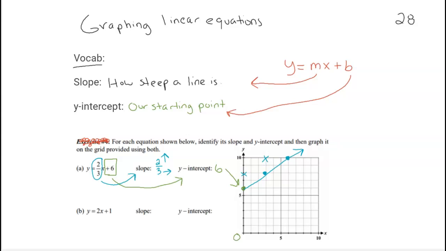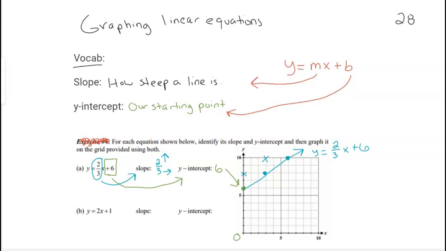And then the last thing, I briefly mentioned this last week, you want to rewrite the equation itself. So I'm going to take the equation itself, so y equals 2 over 3x plus 6. So that's how you do that. Now, let's look at the second equation.